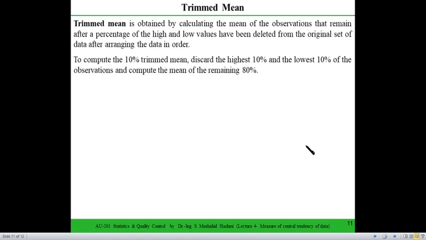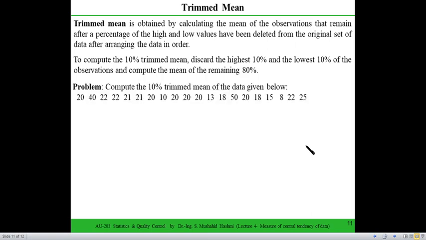For example, if we have to compute a 10% trimmed mean, for the whole data set, let's say your data set is 100 observations, then the 10% lowest and 10% highest, on both extreme sides, are ignored. So only 80% of the data, or 80 observations, is taken into account while calculating the mean.